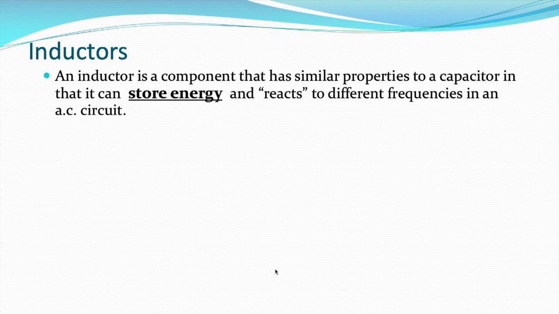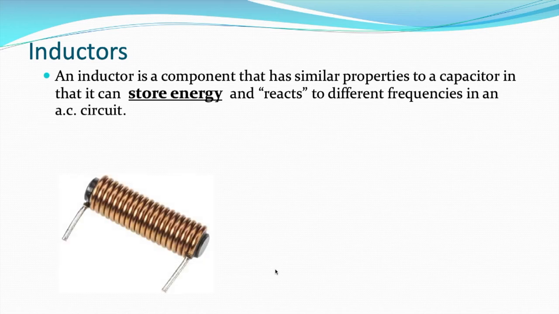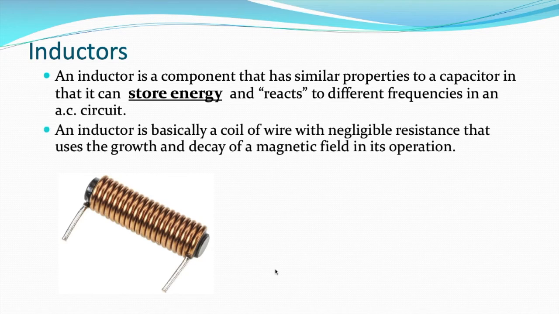Right, so much for the demos. Here's the stuff you really need to know then. Inductors. An inductor is a component that has similar properties to a capacitor in terms of it can store energy and it reacts to different frequencies in an AC circuit. There's a wee inductor there. That inductor's got an iron core in it. An inductor's basically a coil of wire with negligible resistance, and it uses the growth and the collapse or decay of a magnetic field in its operation.